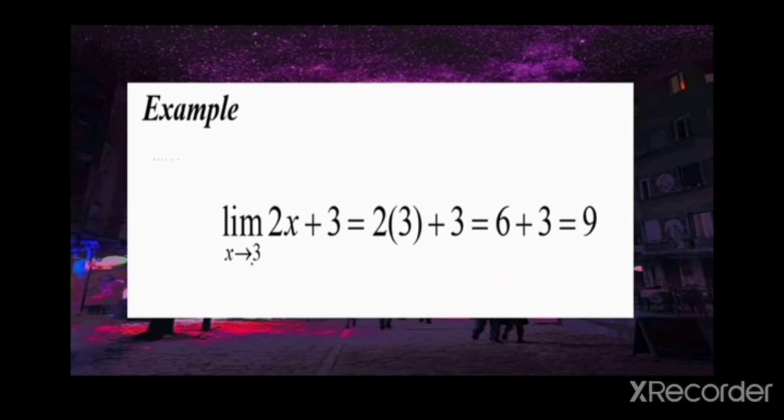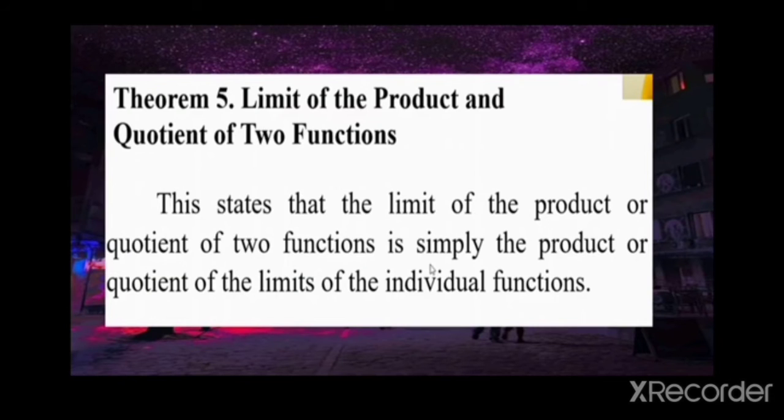So, let's move on to another theorem, and that is called the limit of the product and quotient of two functions. This states that the limit of the product or quotient of two functions is simply the product or quotient of the limits of the individual functions.